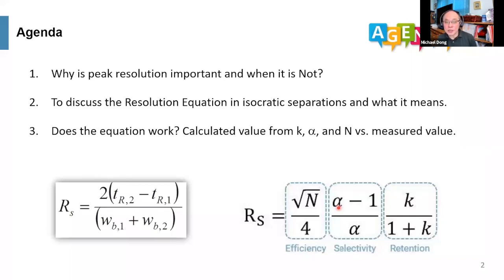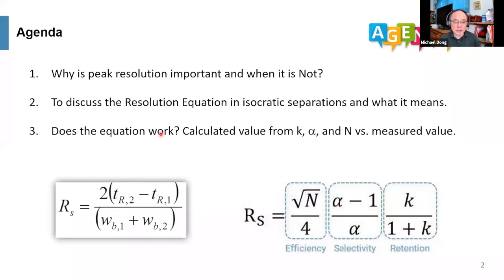Okay, so here's my agenda for this morning. We start with the question, why is peak resolution important? Why are separation scientists in the world so obsessed with something called resolution? Why do we really need baseline resolution? And also the other side is when it is not important, when is it less important to have peak resolution? So there are circumstances that you might not need to have peak resolution, right? So we talk about both sides. Why is it important? And when is it not important?